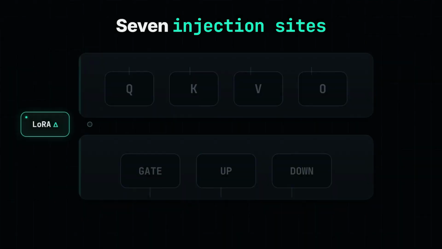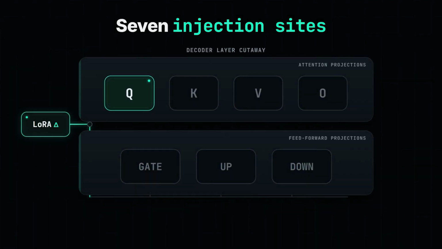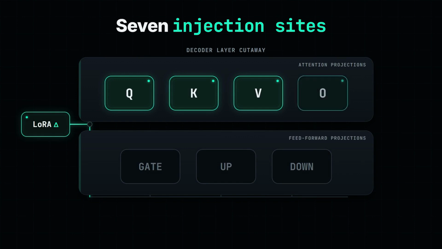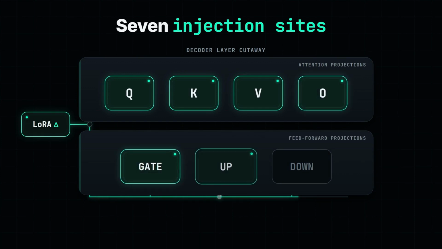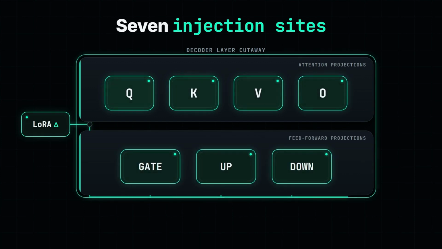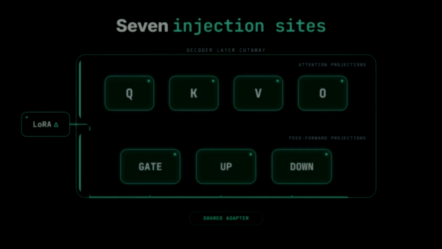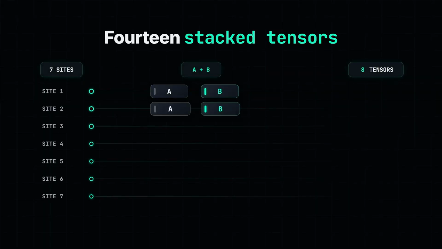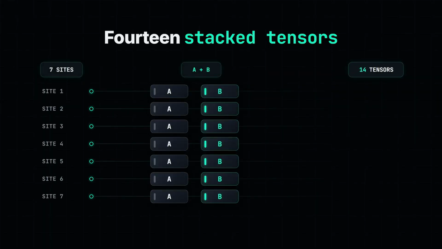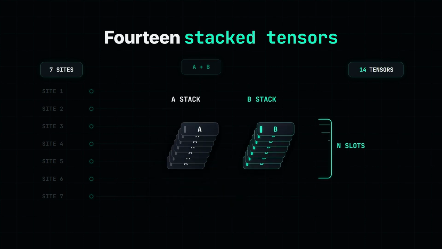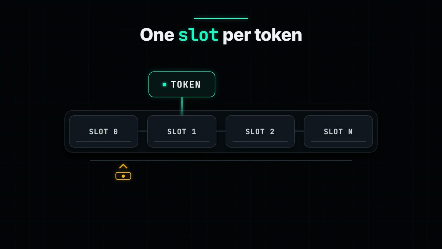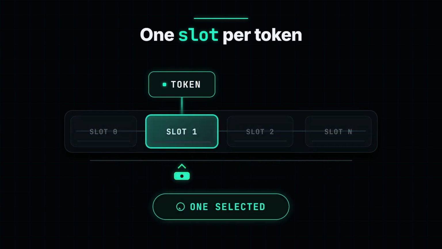The release identifies 7 adapter injection sites: query, key, value, output, gate, up, and down projections. Each injection site needs an A and B tensor, producing 14 stacked tensors that hold all adapter slots. For every token, Granite-Switch selects exactly one adapter slot, rather than blending several adapter deltas together.